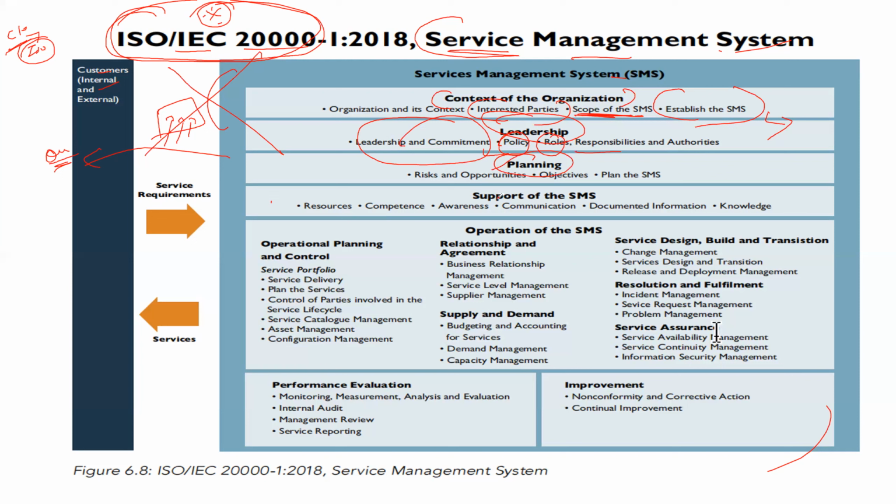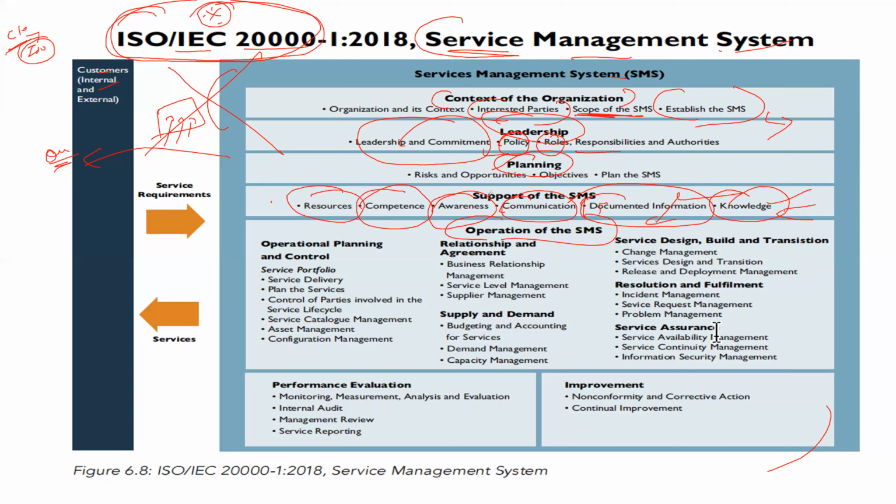After planning, I want to get the support from different teams. I need the resources to implement it. I need the people with the knowledge. I need the people with some awareness about the ISO standard. And I need the correct communication channel. I have to document all the information, and I have to instill the knowledge in the people involved in the implementation of ISO 20,000. Everything has to be taken into consideration. Then after that, I implement, and then I operate the SMS system.